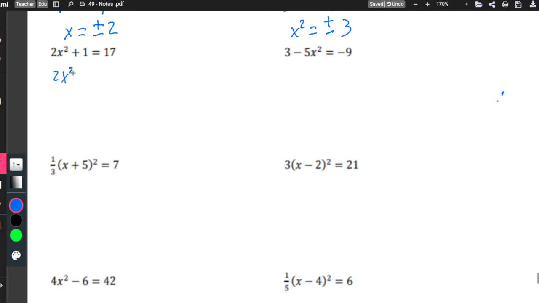So we'll have 2x squared. We'll minus 1 from both sides. We'll get 2x squared equals 18. We'll divide both sides by 2. We'll get x squared equals 9. And just like before, we get x equals plus or minus 3.